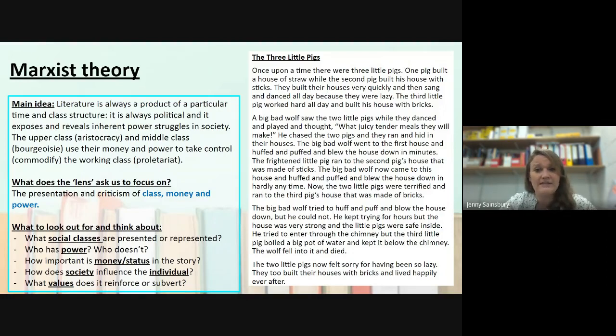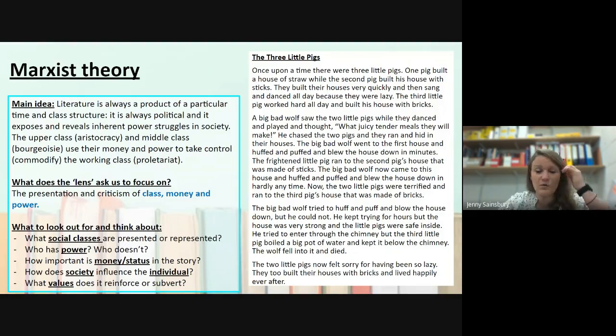Now, when we apply that to literature, what that means is, I'm just going to read the blue box to you here, literature is always a product of a particular time and class structure. It is always political, and it exposes and reveals inherent power struggles in society. The upper class, aristocracy, and middle class, bourgeoisie, use their money and power to take control, commodify, the working class and proletariat. So when we're reading a text, we're essentially asking the big question, what are we focusing on? We're focusing on the presentation and criticism of class, money, and power.